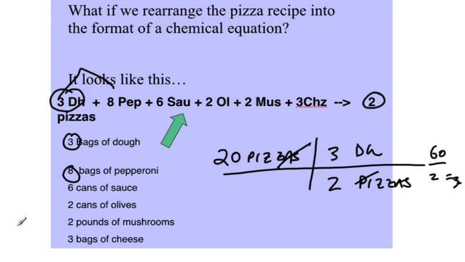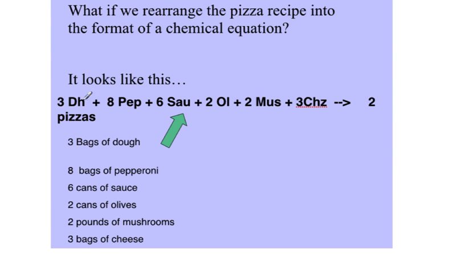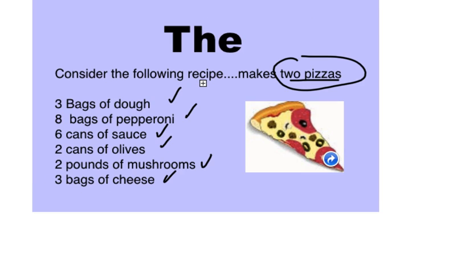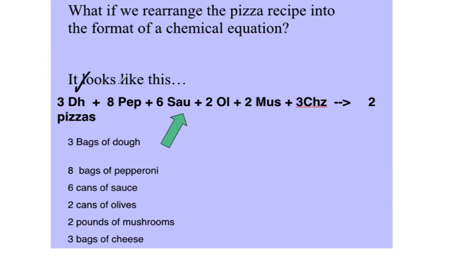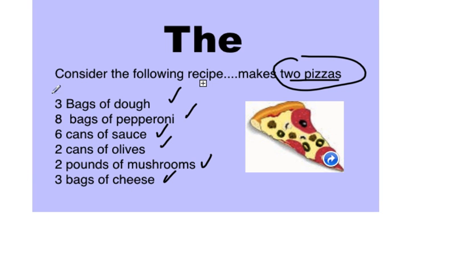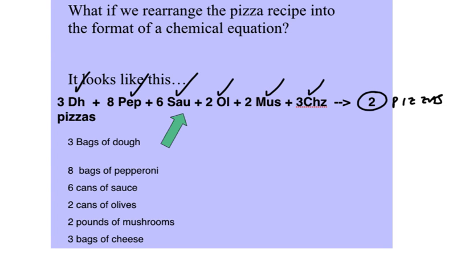Well, all you have to do is imagine then a chemical reaction is just like taking that recipe and converting it like that. So 3 doughs, 8 pepperonis, 6 sauce, 2 cans of olives, some mushrooms, and some cheese. You ultimately get 2 pizzas like that right at the end. It's all driven by ratios. You need to combine 3 of these, 8 of those, 6 of those, 2 of those, 2 of those, and 3 of those. And that's all stoichiometry really is, combining the ratios.